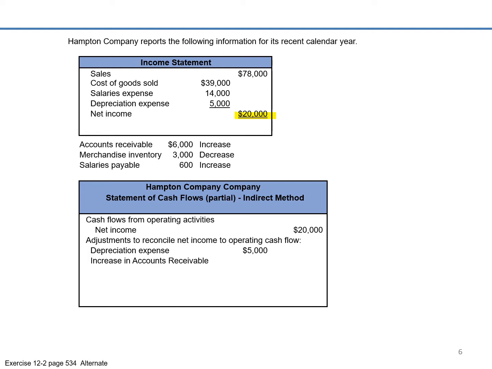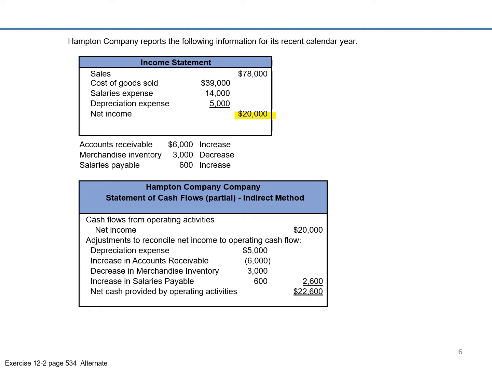Then we have an increase in accounts receivable of 6. That means we're taking more sales on credit, which means we're getting less cash. So that's a decrease to cash. Merchandise inventory decrease. We're not buying as much inventory as we did last year. So decreases in inventory are increases to cash. Salaries payable increased by 600. So we haven't yet paid our salaries, which means we have more cash. So we have a positive 600. $20,000 of net income plus $2,600 of the net of all your activity there means we have net cash provided by operating activities of $22,600.